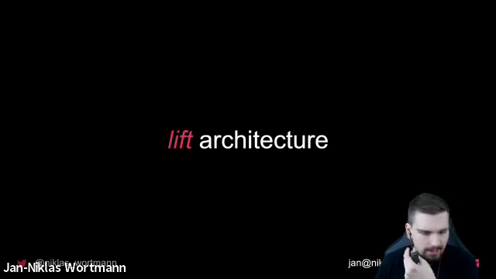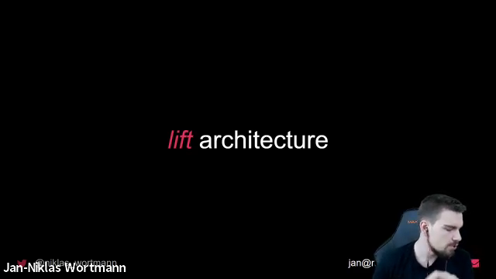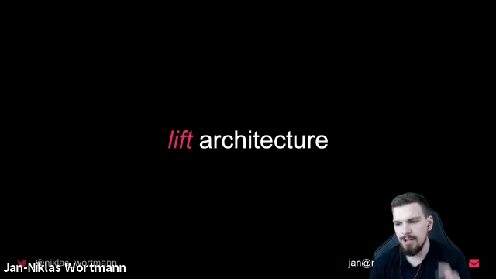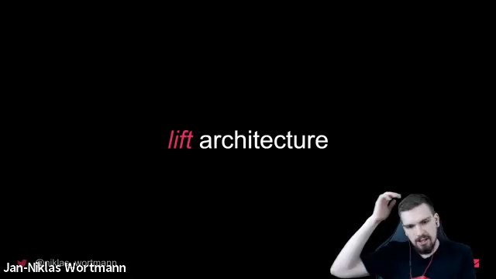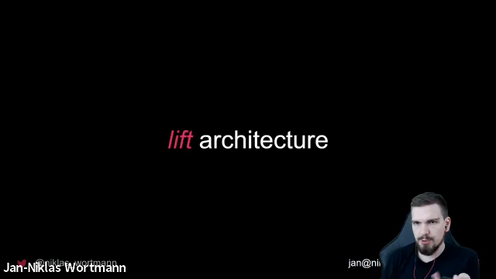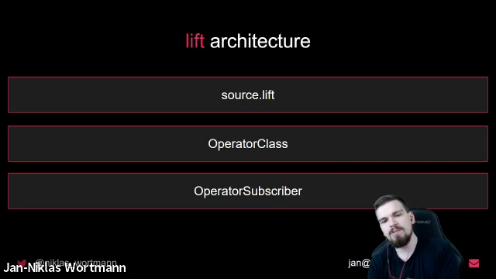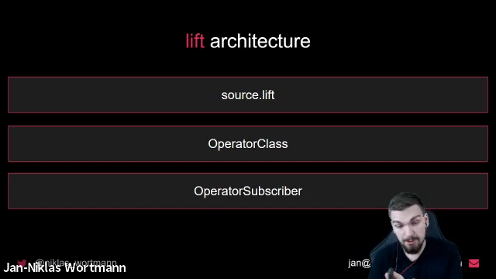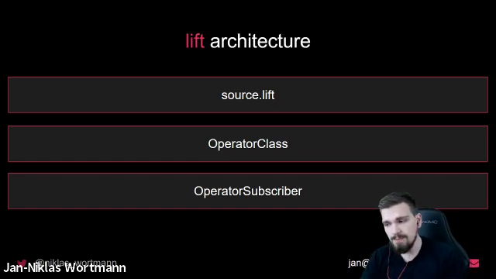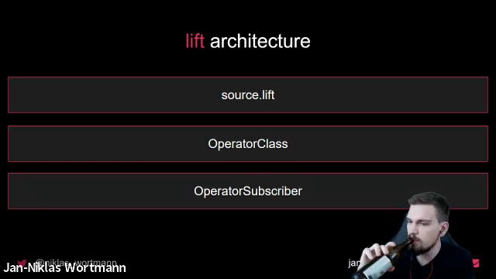I need to talk a little bit about the lift architecture. And this is pretty much what I would consider internal implementation details. And it's also subject to change. We just initiated a new discussion about it. But back to the original topic. So the lift architecture consists of three points. First, we have a lift method that we call on our source observable. To that lift method, we pass an operator class. And in that operator class, we usually use an operator subscriber. Sounds kind of weird. It is kind of weird, but let's take a look.